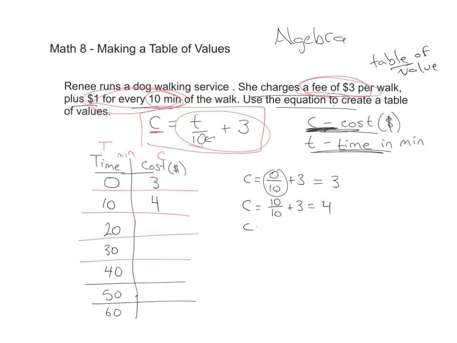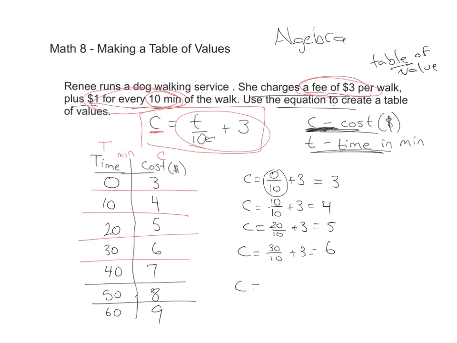And now we can keep doing this with 20. So 20 divided by 10 plus 3. So 20 divided by 10 is 2. Add 3 gives us 5. And I think you're starting to see a pattern here. If we do 30, that's going to give us 3 plus 3 is 6. And you're going to see 40 will be 7. 50 will be 8. 60 will be 9.